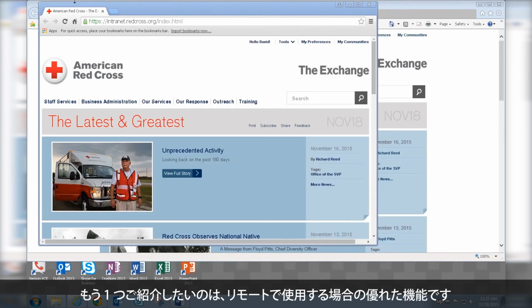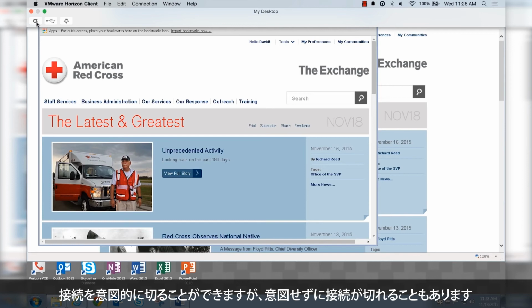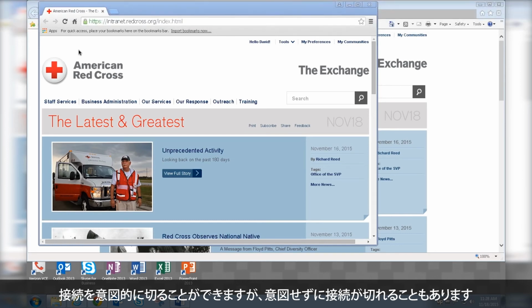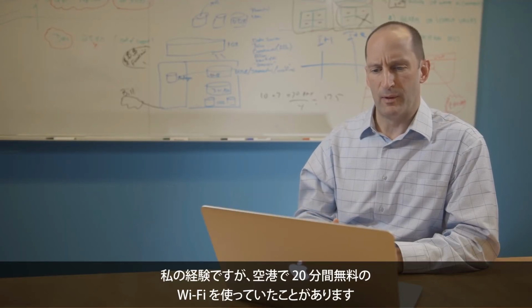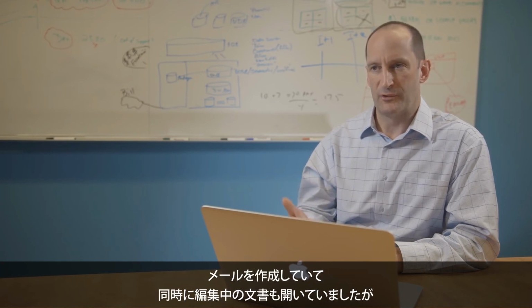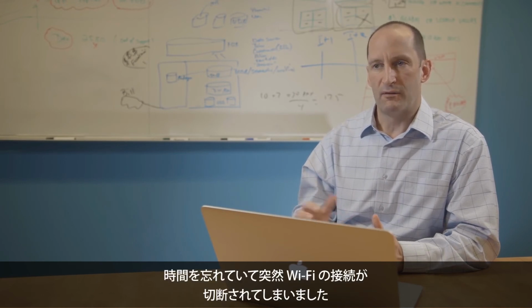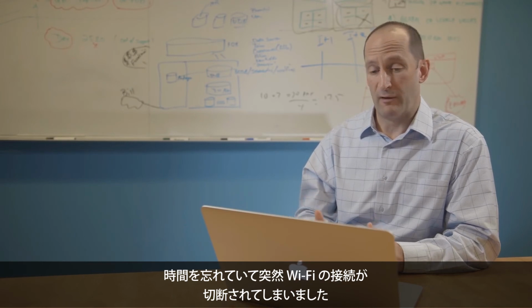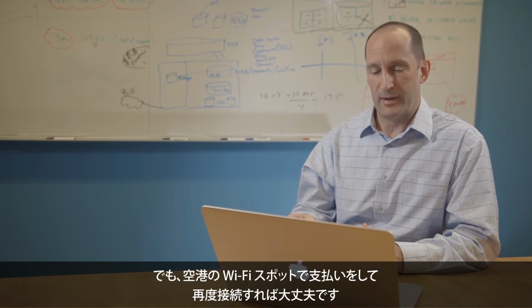And one of the other things that I'd like to show you is a really neat feature that really helps with mobility. So you have the ability to manually disconnect or experience a disconnect that was not planned. And the example I like to give is I'm in an airport, which has happened before, and I've got 20 minutes of free Wi-Fi, and I'm not paying attention to time, and I'm composing an email. I've got a document open that I'm editing in this space here, and all of a sudden the Wi-Fi gets unplugged, the rug gets pulled out from under me. Well, no worries. I go ahead and put another quarter in the Wi-Fi meter at the airport.